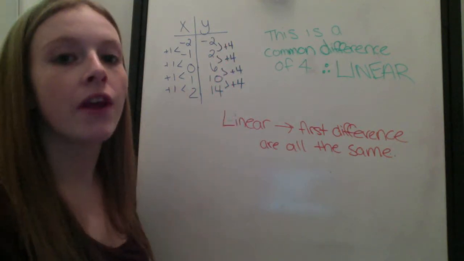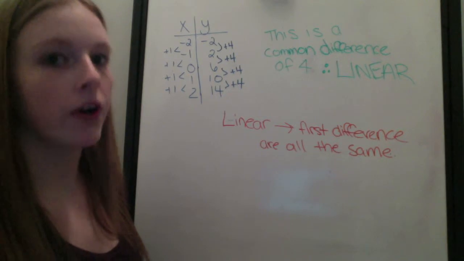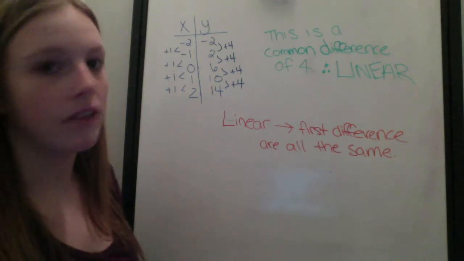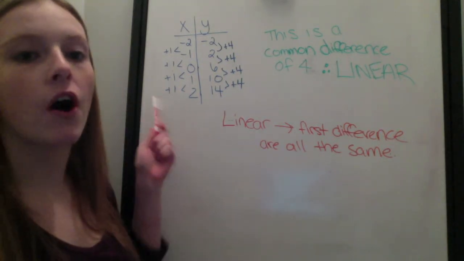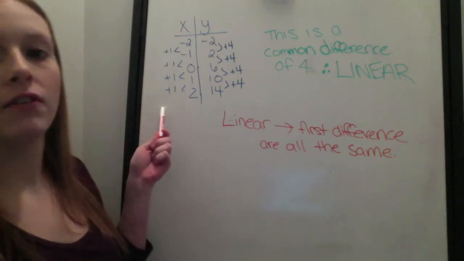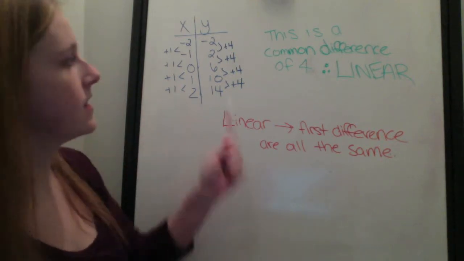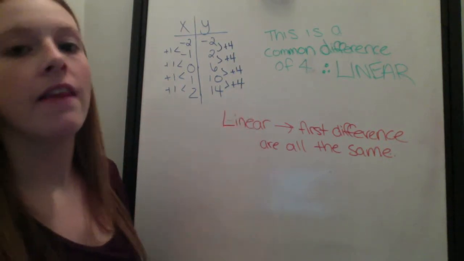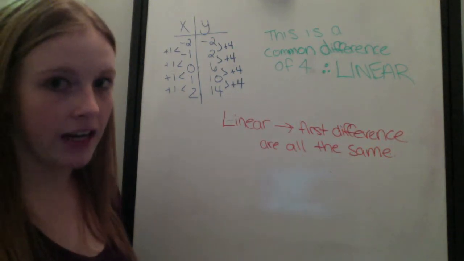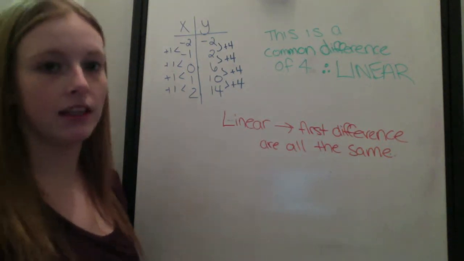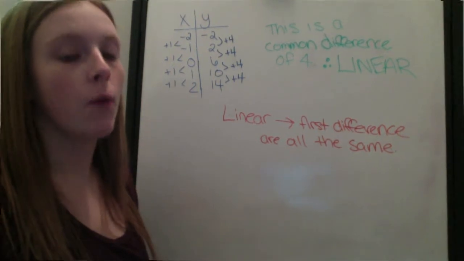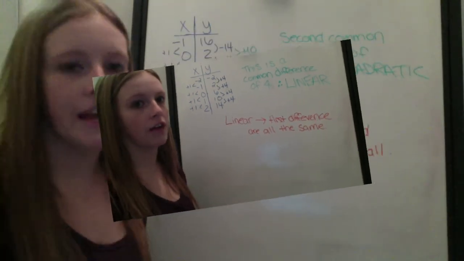Notice how they are all positive 4. None of them are negative. Also on this side, they are all the same, positive 1. Therefore, since they have a common difference of 4, this table of data is linear. Linear is always when the first differences are the same.